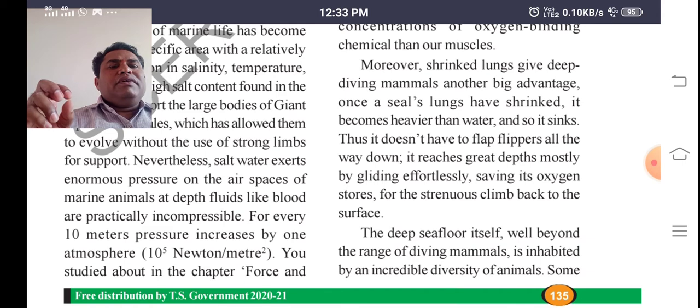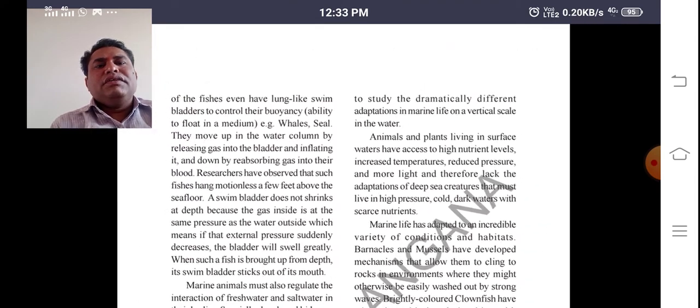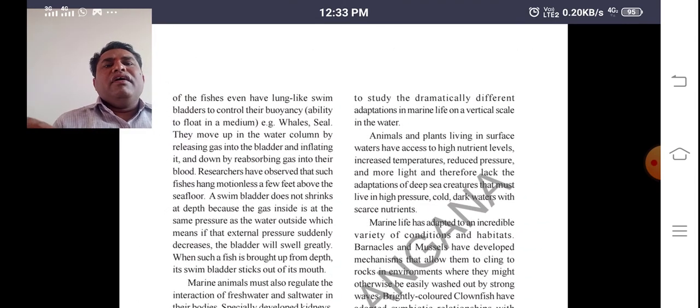Next, the deep sea floor itself lies well beyond the range of diving mammals. It is inhabited by an incredible diversity of animals. Even fishes have lung-like swim bladders to control their buoyancy, the ability to float in a medium. They move up in the water column by releasing gas into the bladder and inflating it, and down by reabsorbing gas into their blood.